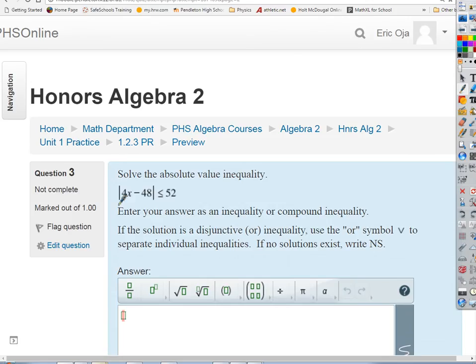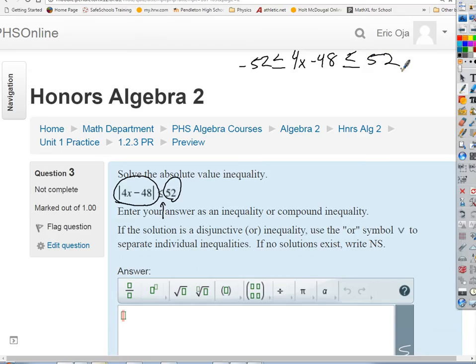So this time we've got an absolute value that's less than or equal to a number, and so we can make the first kind of trade, the and trade. The inequality is pointing at the special kind that doesn't use an or. So we end up with whatever's inside the absolute values, 4x minus 48, is greater than or equal to negative 52 and less than or equal to positive 52.